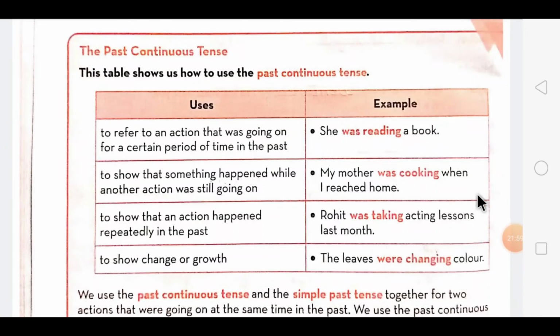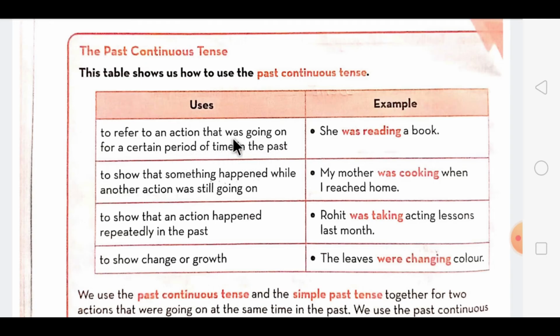So dear students, as you watched the video, in that also we form the three types of sentences: positive, negative and interrogative. Now, when do we use past continuous tense? So the uses are given over here with examples of how we use the past continuous tense. First of all, we use the past continuous tense to refer to an action that was going on for a certain period of time in the past.